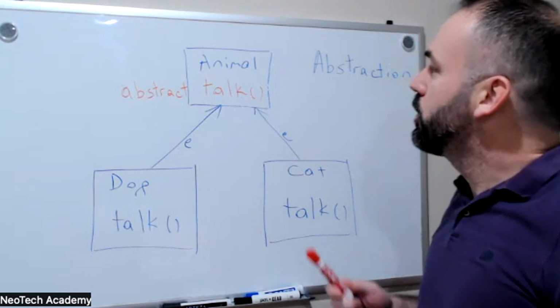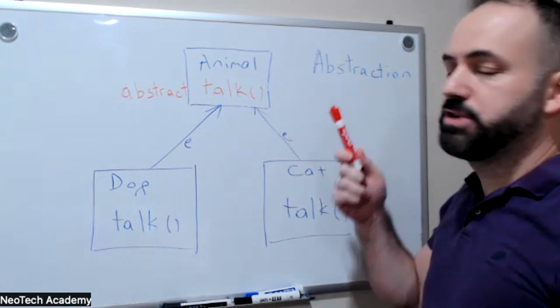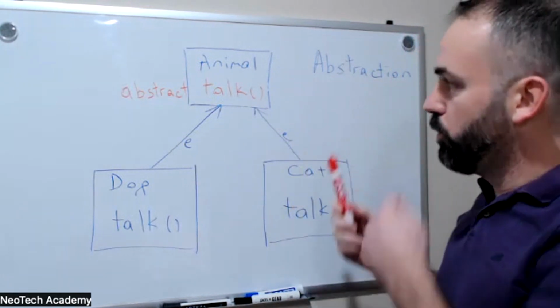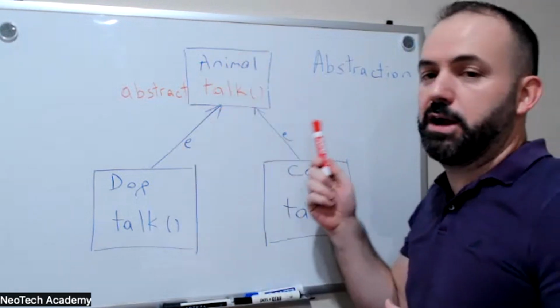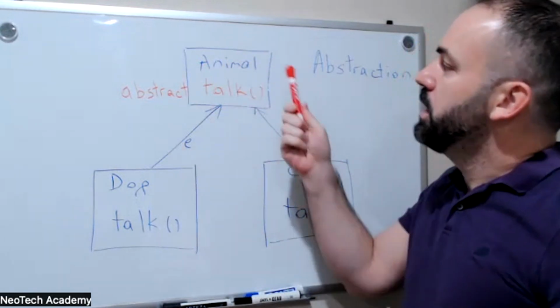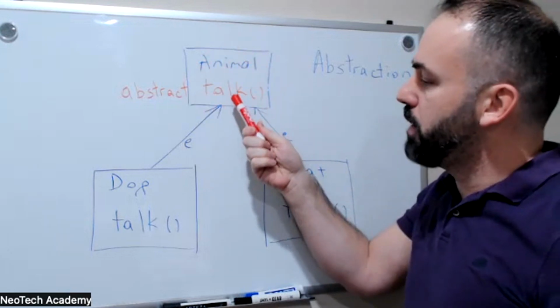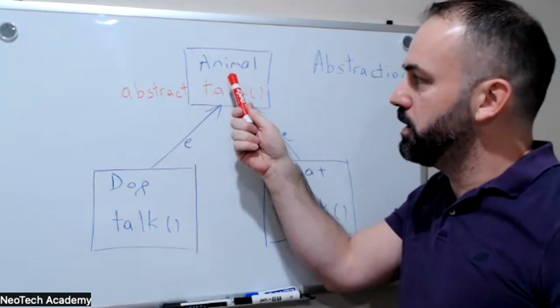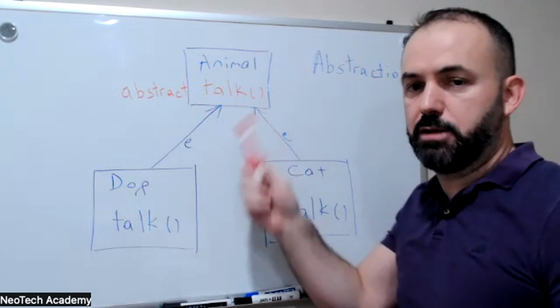Okay, so now we're going to talk about another concept of object-oriented programming, which is abstraction. So what is abstraction? Again, we have inheritance. For abstraction, we need inheritance. And we have an animal class, which has a talk method, a dog class, which is extending the animal class, and the cat class, which is extending the animal class.